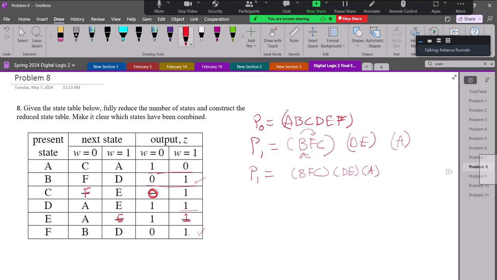So now I still need to look at the 1 successors. The 1 successor of B is D. The 1 successor of F is also D. And the 1 successor of C is E, which is in the same group as D. So they're also in the same group. And so P3 is going to equal P2, and so I'm done.